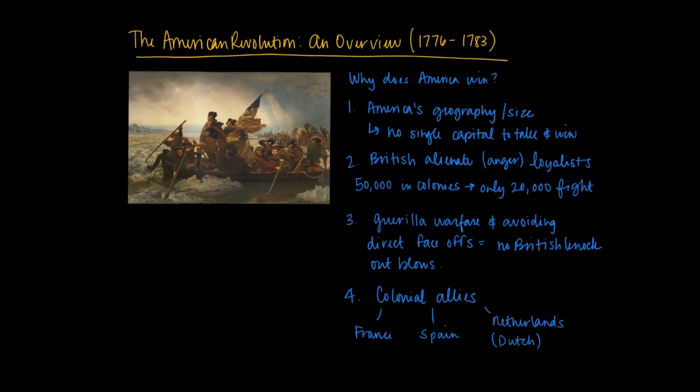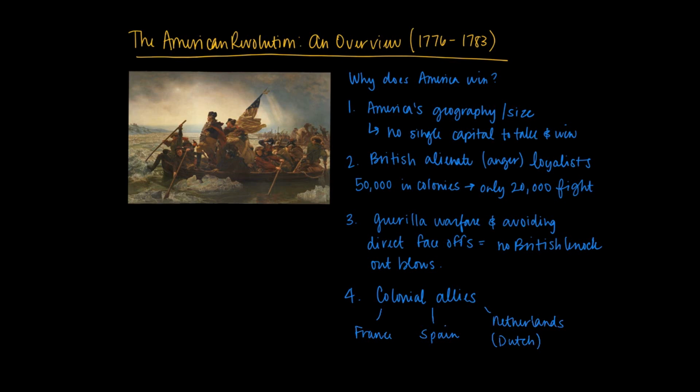Let's talk about how and why does America even win? You've got these underdogs going against the most powerful country in the world with the best Navy. How is it even possible that they win the American Revolution? Well, as mentioned previously, the geography and size of the colonies makes it really hard for the British to win. There's no major capital that they can take and say it's over. And with Washington kind of avoiding direct warfare, there's no way to have a knockout blow to win the war that way either.